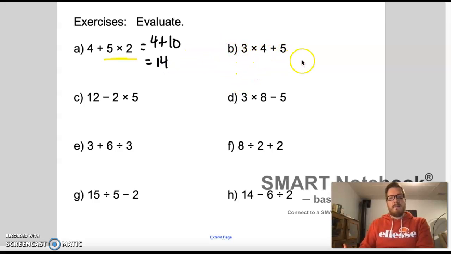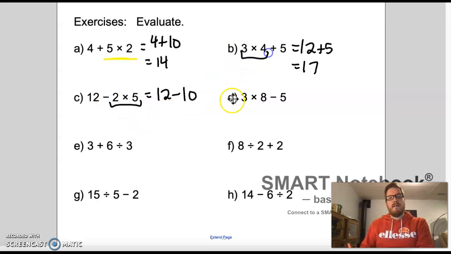Here I do the 3 times 4, so that's 12, and then I still have that plus 5. Then 12 plus 5 is 17. Here it's 12 minus 10, because the 2 plus 5 gets done first. And then 12 minus 10 is 2. Over here, the 3 times 8 gets done first, so that's 24 minus 5, and that's 19.